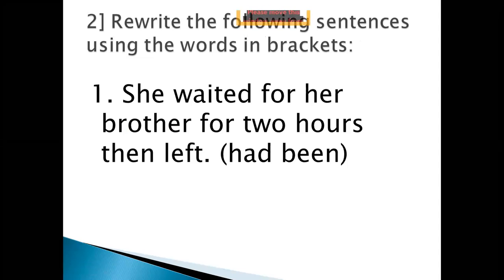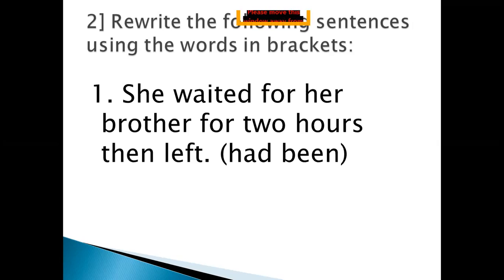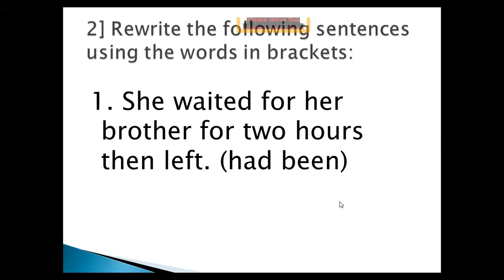Now the rewrite questions. And we have here the first one. She waited for her brother for 2 hours. The voice is clear? It's okay. Now let's try to finish the first one. Rewrite. She waited for her brother for 2 hours, then left.